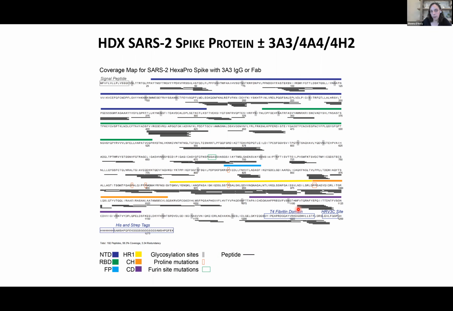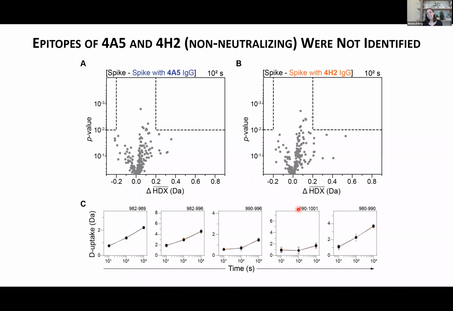So we went forward. Now, these are the data from the non-neutralizing antibodies, the 4A5 and the 4H2, and we were unable to identify their epitopes. So this tells us that their epitopes are probably in a region where there is a glycosylation, but of course we were not so interested in identifying their epitopes as they were not neutralizing.